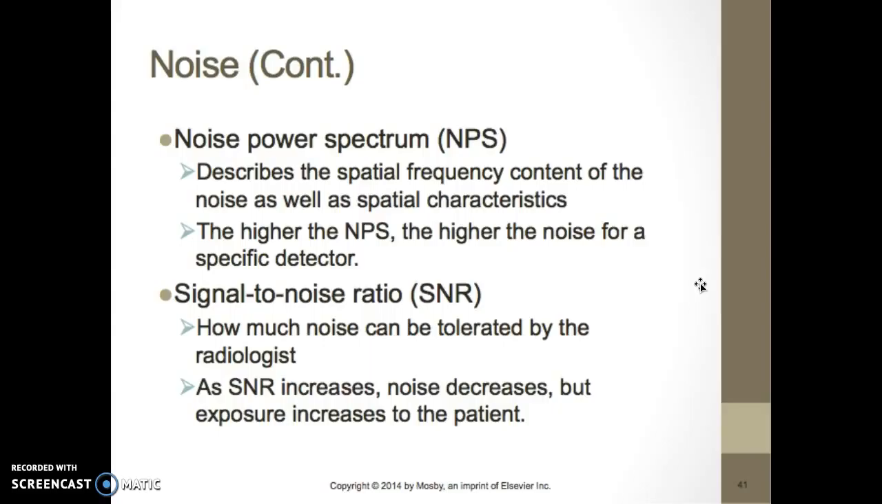Your signal to noise ratio, your SNR, is how much noise can be tolerated by the radiologist. As SNR increases, noise decreases, but exposure increases to the patient. We deal with SNR a lot when we work in MRI. We are actually setting our SNR. We can take our matrix and play with our matrix to get our SNR. We want a high SNR. It adds time, unlike in radiography, where it will increase the patient dose, but in MRI it just adds time. So we do deal a lot with SNR as you go into advanced modalities.